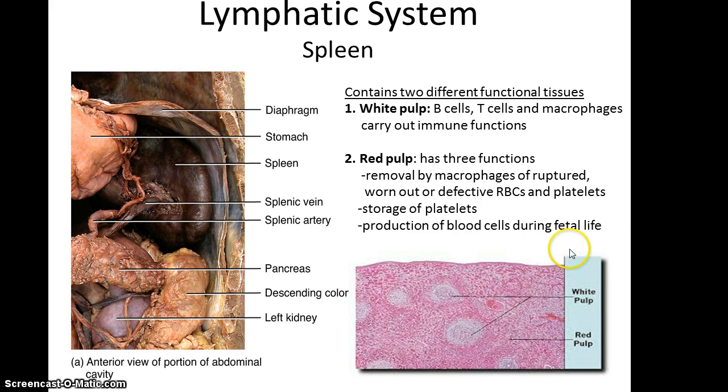And then in the red pulp, the darker surrounding tissue, it has three functions. At least at one time it had three. In adults, it only has two. The first function is removal by macrophages of ruptured, worn out, and defective red blood cells and platelets. Those cells die, get damaged, and so forth. Got to recycle them. It's also a storage site for platelets in case of a huge release of blood. And it is the production of blood cells during fetal life.